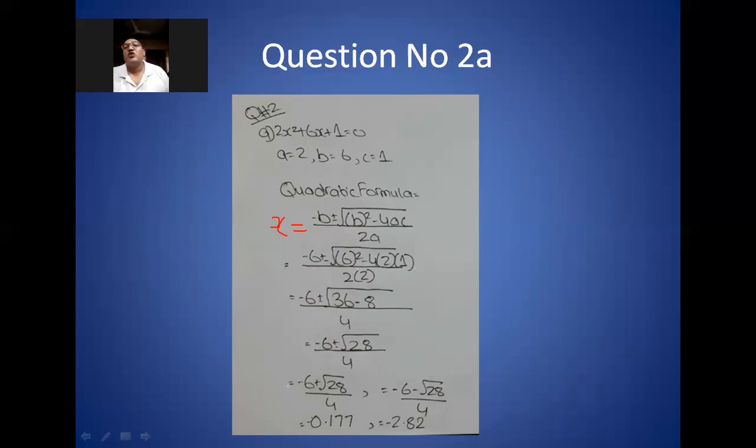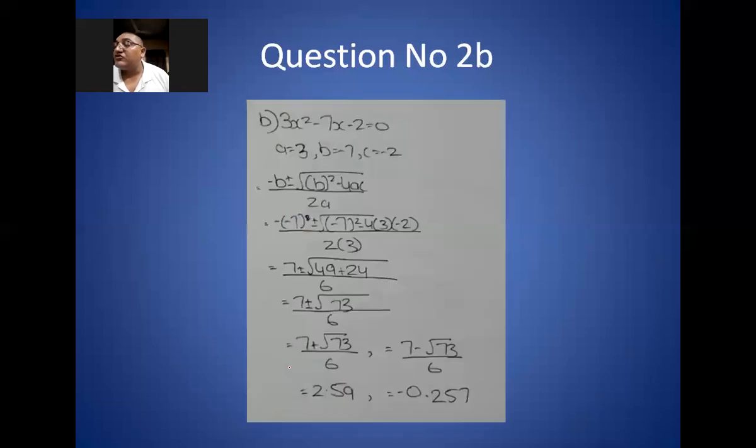So now there are two options. On your calculator, you will write minus 6 plus under root 28, equals, divided by 4, equals, and that gives you minus 0.177. The other option will be minus 6 minus under root 28, equals, divided by 4, equals, and that gives you minus 2.82. So this is how you apply the quadratic formula on a given quadratic equation. I hope you have understood.